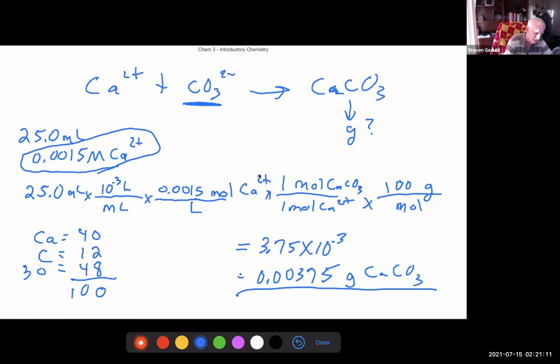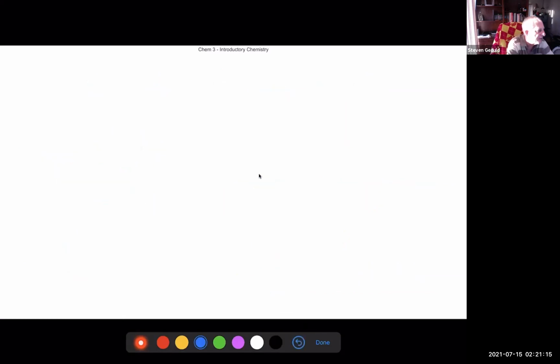So, let's clear that. It says, calcium metal reacts with aqueous hydrobromic acid to produce calcium bromide and hydrogen gas. What volume of 2.5 molar hydrogen bromide is required to produce 2 liters of hydrogen gas at a temperature of 298 Kelvin and a pressure of 1.20 atmospheres? Okay, whole bunch of words. Let's just convert into chemistry.